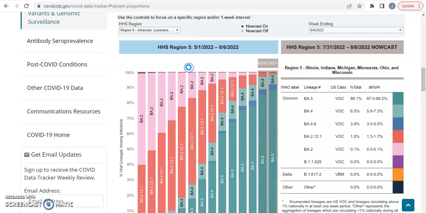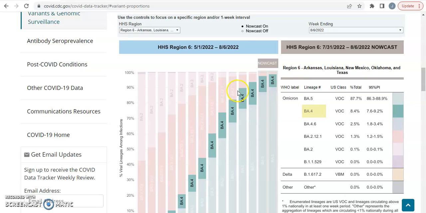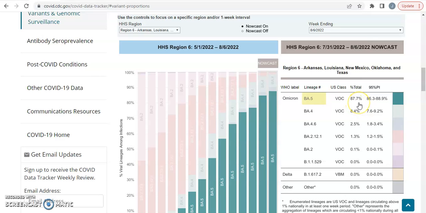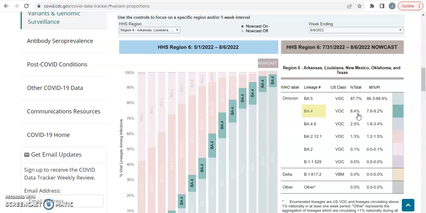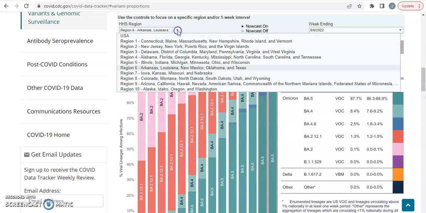And now we come down to some more southern states. The BA.4.6 variant is having a harder time growing in southern states. But it did increase ever so slightly. But it's not really taking off down here at the moment. And as we see here, BA.5 is dominant with 87.7% of the cases. 8.4% is BA.4. But BA.4.6 is only 2.5% of the cases.